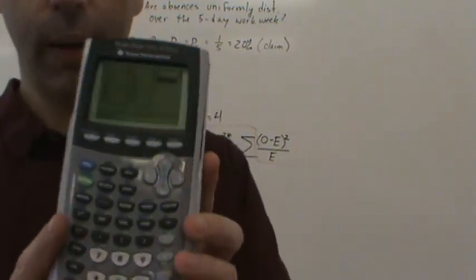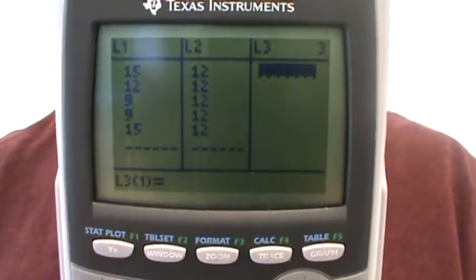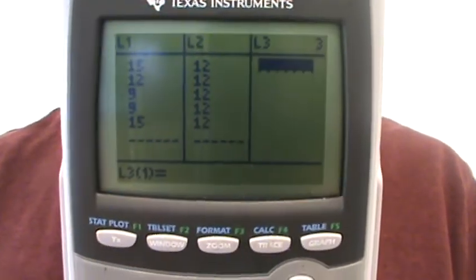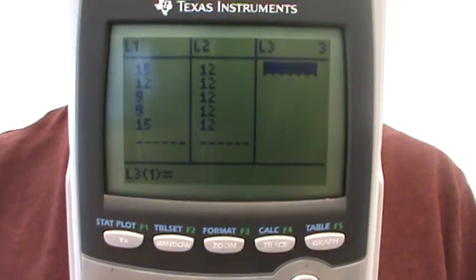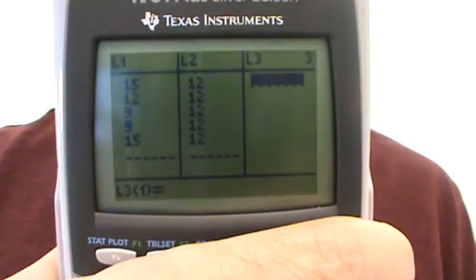Okay, so I'm going to show you. So here's my 2 lists. Okay, now I'm going to go to my list 3. See where my highlighted bar is? So now watch what I'm going to do. I'm going to highlight the top of the bar.